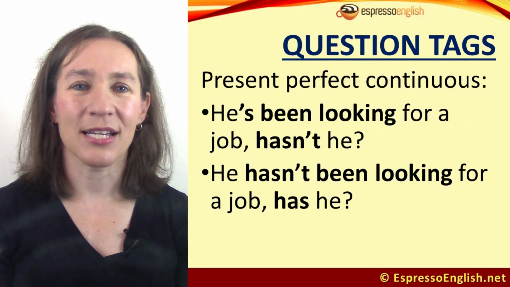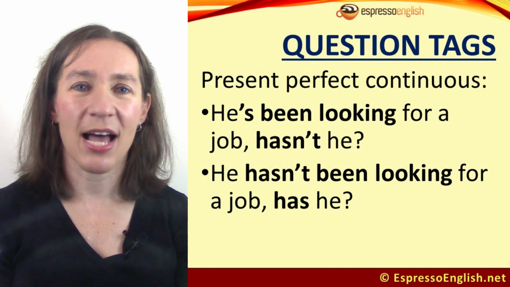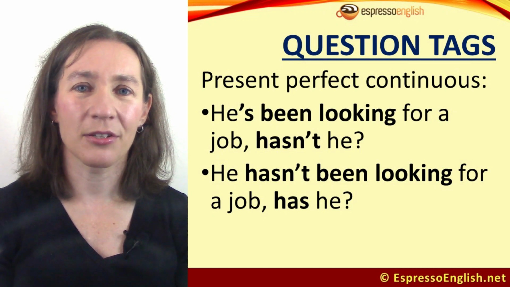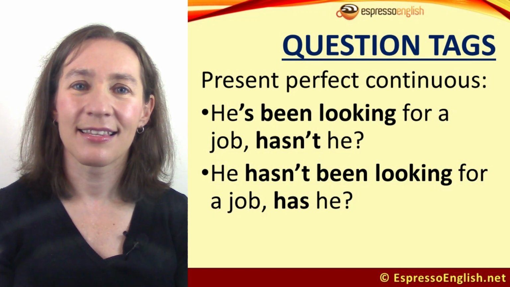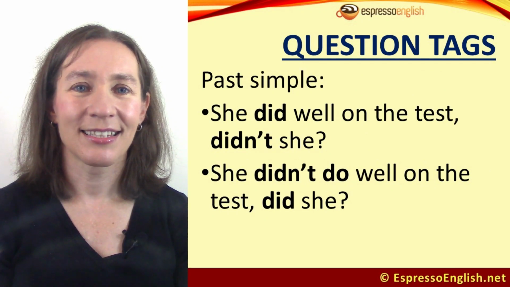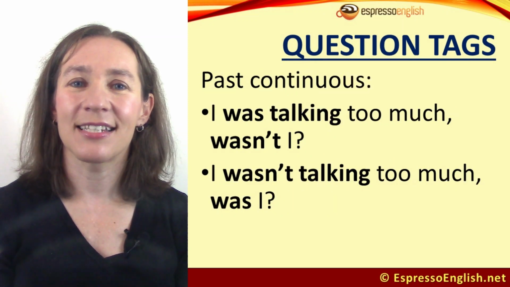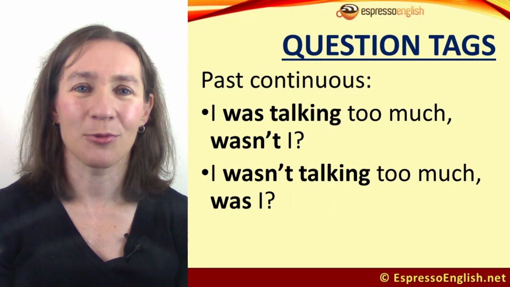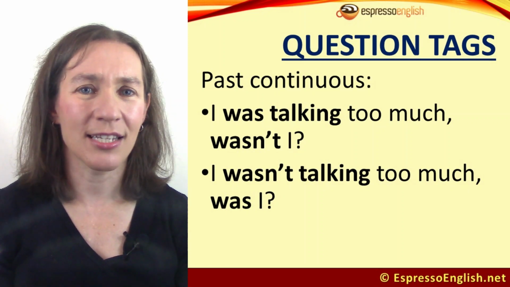Present perfect continuous. He's been looking for a job, hasn't he? He hasn't been looking for a job, has he? Past simple. She did well on the test, didn't she? She didn't do well on the test, did she? Past continuous. I was talking too much, wasn't I? I wasn't talking too much, was I?